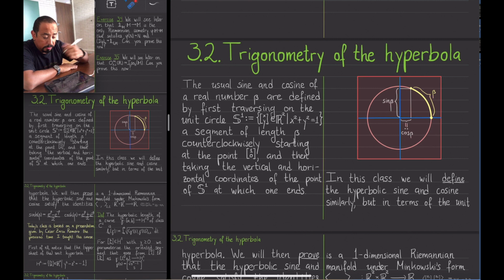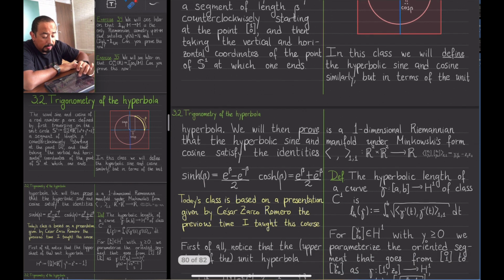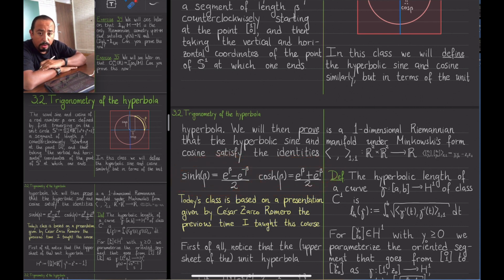And I'm going to do that, but with respect to the hyperbola. So these identities that many people use as definitions of the hyperbolic sine and hyperbolic cosine in terms of the exponential are going to become theorems.